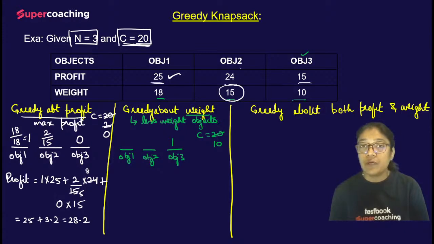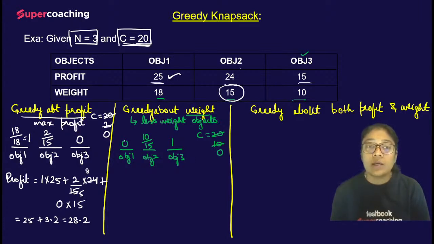Of 18 and 15, we will consider the less weight object. So 15 units of object 2 are available. 15 units are there, but the capacity is only 10. So it will take 10 units out of 15 units, and the capacity becomes 0. Object 1 is not taken. Calculate the profit.